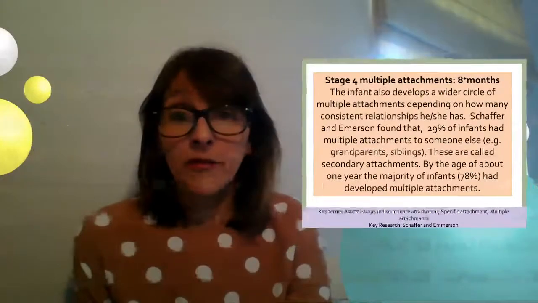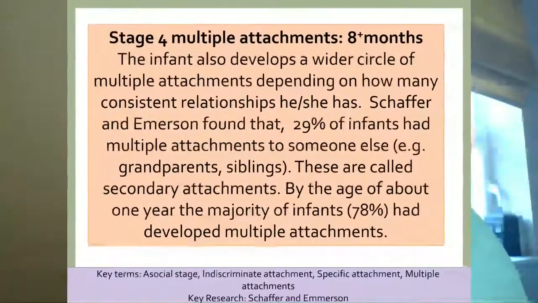And then we have stage 4. This is multiple attachments, from 8 months onwards. This is when an infant develops more attachments with a range of different people that they have consistent relationships with. So if they're going to daycare all of the time, they will develop an attachment to that care worker that's looking after them in daycare.